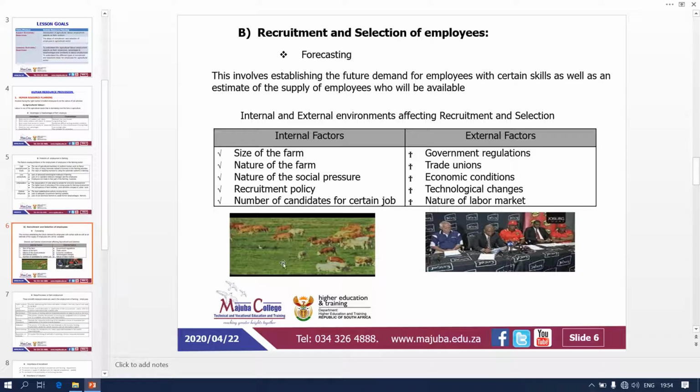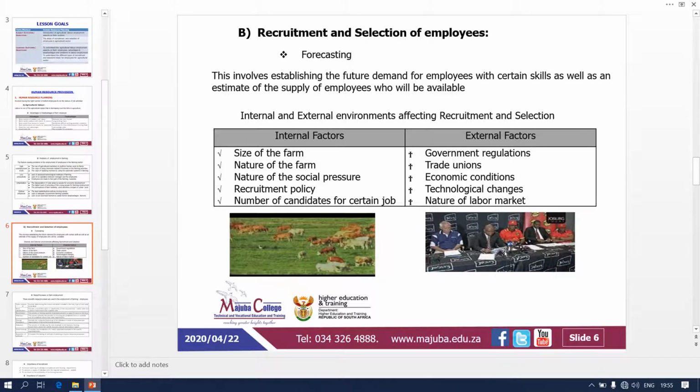If you look at this picture, it shows you this farm is for animals. Maybe these cattle, these livestock, are what the farmer has. Now, the size of the farm is very small. The nature, what are you doing? The nature of the social pressure in terms of their community. The recruitment policy, what has been written down in terms of the policy. The number of candidates who want to apply. Those are the 5 internal factors. Let's look at the external.